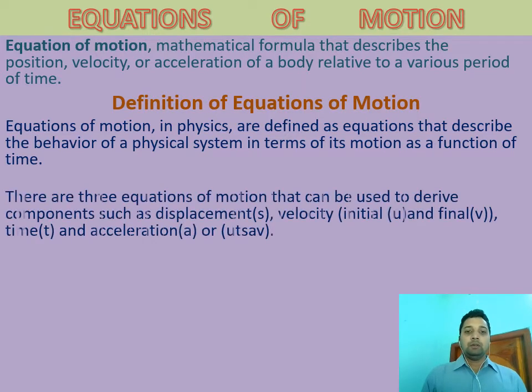In the equations of motion, we have different components. Displacement denoted by the letter S with SI unit meter. Initial velocity U with SI unit meter per second. Final velocity V, SI unit meter per second. Time T, SI unit second, and acceleration A with SI unit meter per second square.